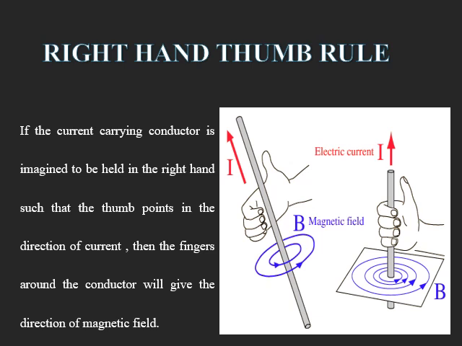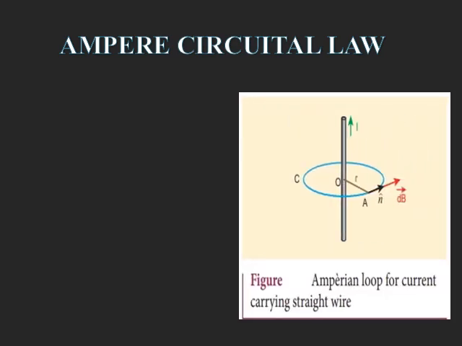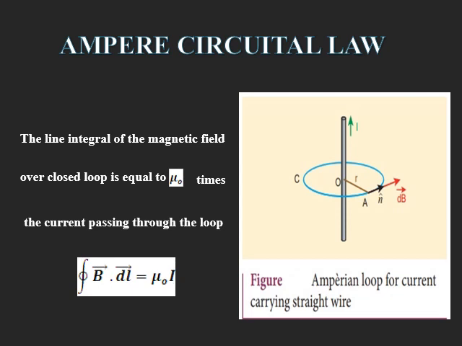We have to keep in mind the thumb rule to derive the equation for magnetic field for both solenoid and toroid. Another thing you all have to remember is your Ampere's circuital law. As we have told, Ampere's circuital law states that the line integral of magnetic field over a closed loop is equal to mu naught times the current passing through the loop, and the equation is given as below.